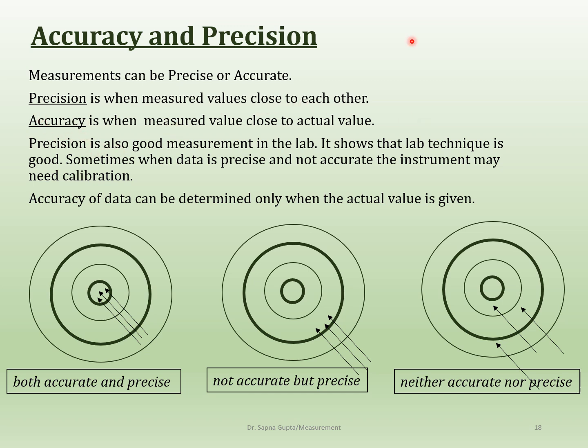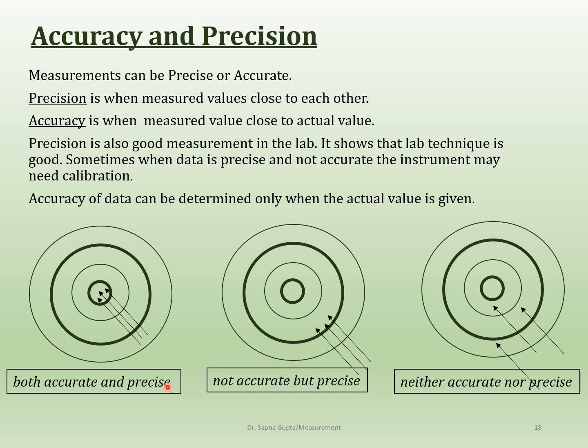Precision is when you measure something and you get the same number again and again, but it's not necessarily the actual value. For example, if you're weighing a beaker on a balance and you keep getting the same number over and over again, then it's precise. You will not know its accuracy until you know the actual weight of the beaker.